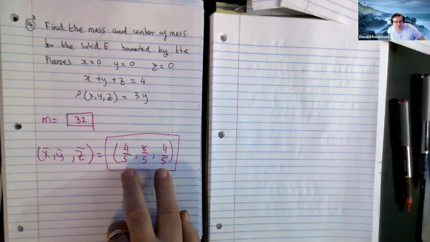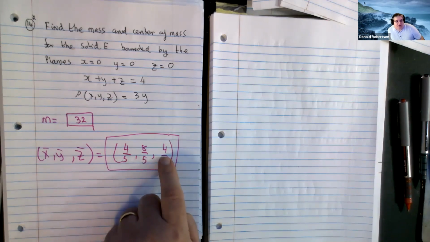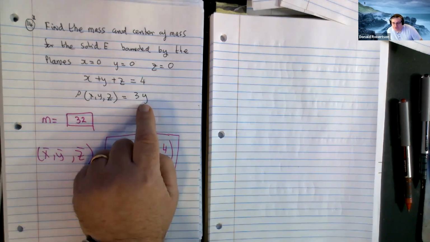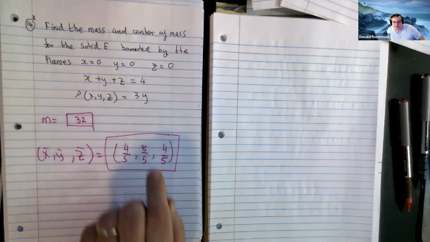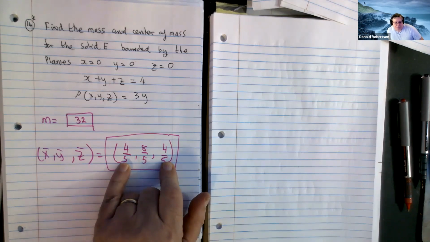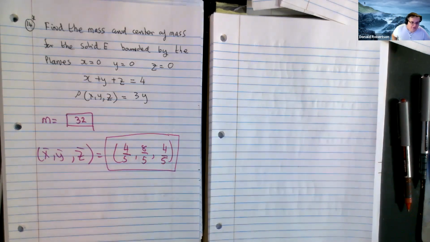Now, the reason why that happened was, do you notice that the density function is not symmetric? But the density function doesn't have x in it and doesn't have z in it. And that's a good indication that these two guys are going to be the same thing, because if they don't have an x or a z, it's not going to affect their answer.